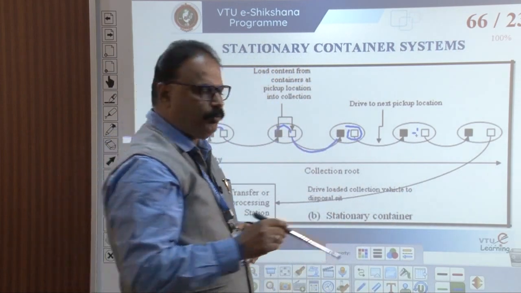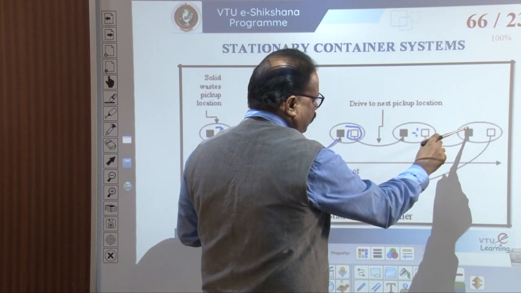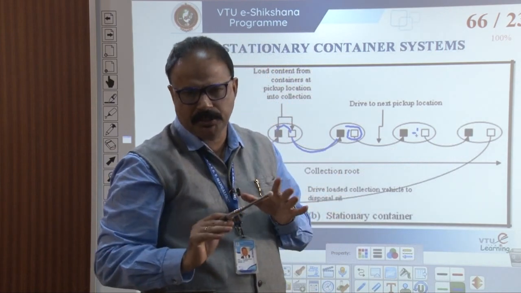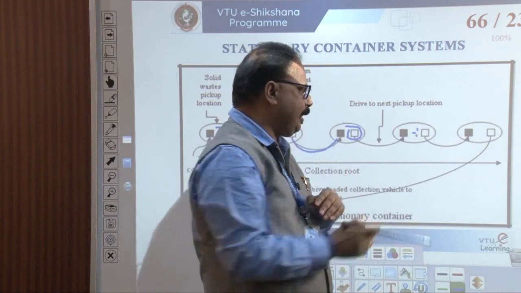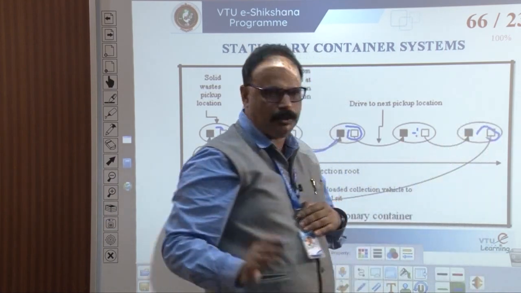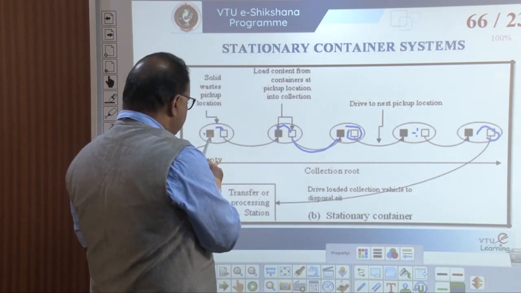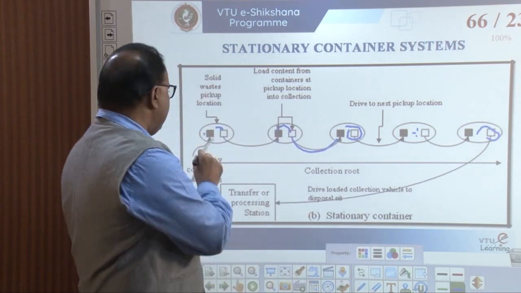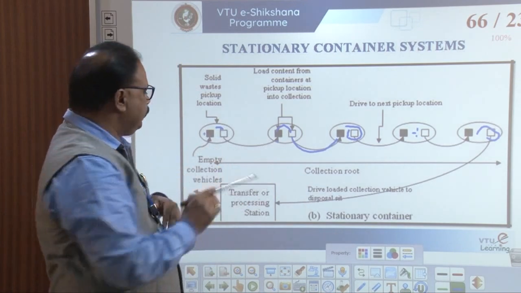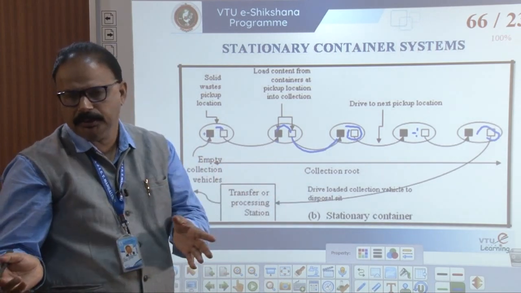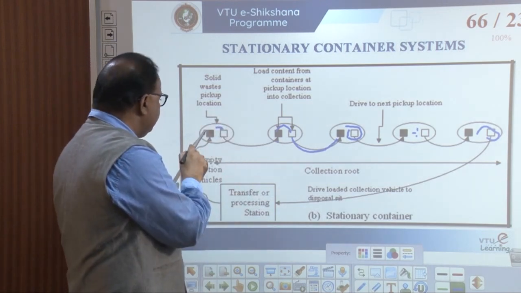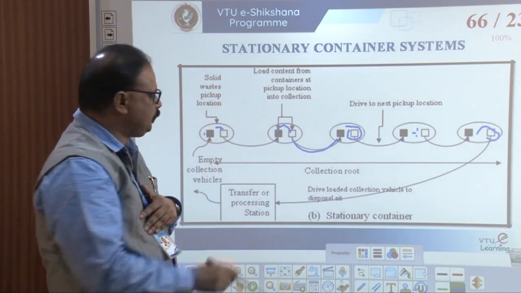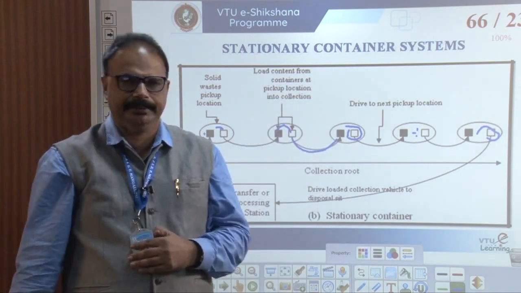Next it goes to the fifth place, or any place, for example. The container is filled in the morning with waste, and this waste is taken to the truck. The empty container is kept in the same place. All the containers are filled with waste and taken to the truck, manually or mechanically, and the empty container is kept there only. The container is not taken to the dump yard. It moves to the second. This is called the stationary container system.